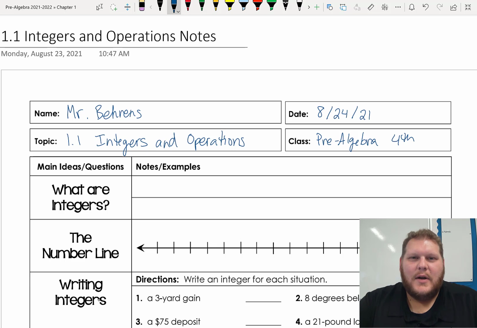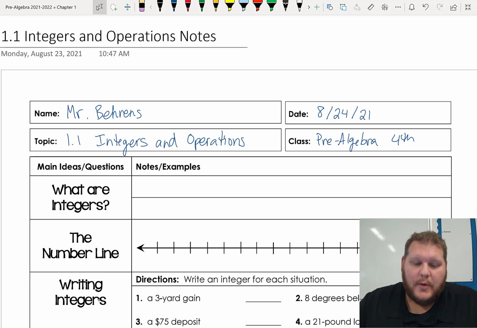Hey guys, today we are starting our first set of notes for Pre-Algebra, which is 1.1, all about integers and operations. So today is going to be just a kind of a tutorial, not only about the notes, but we're going to break down how we are going to be taking notes, because this obviously is a very new format for you, unless you've had a flipped classroom before where you're taking notes on your own and then working on the actual material in person.